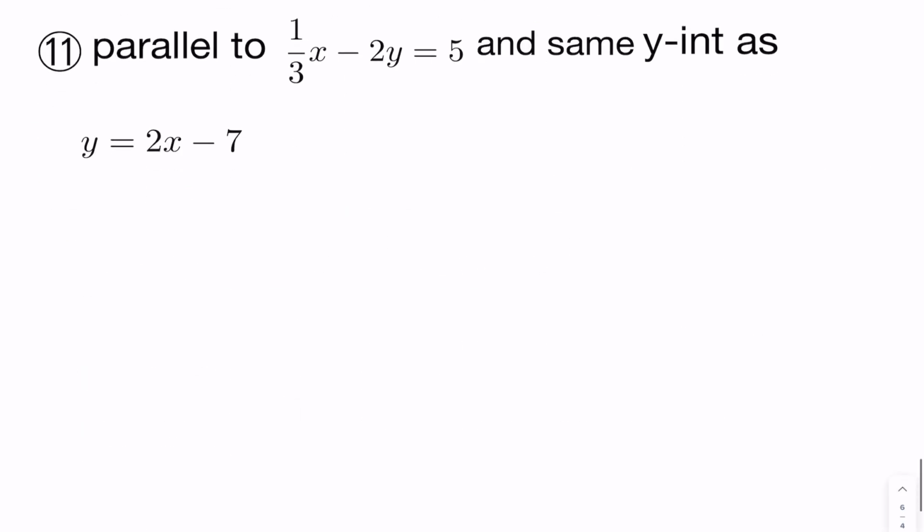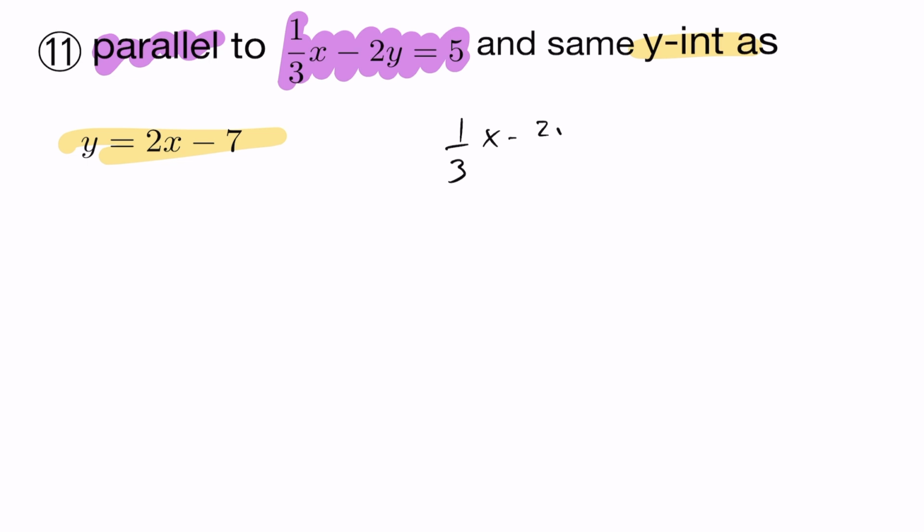So for number 11 here, I want to find the equation that is parallel to this line and has the same y-intercept as this line. Well, to be parallel to this line, I need to find the slope of this line, and it would be the same. So I have to put this equation in y equals mx plus b form.